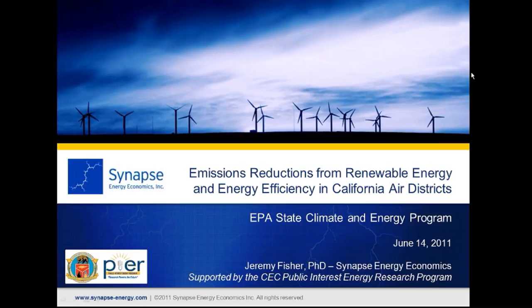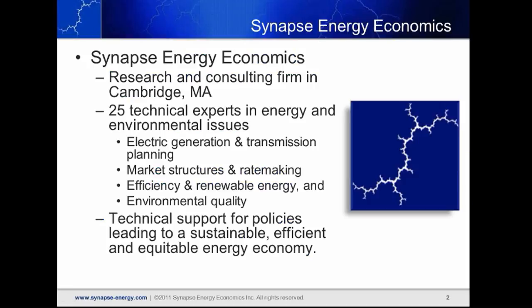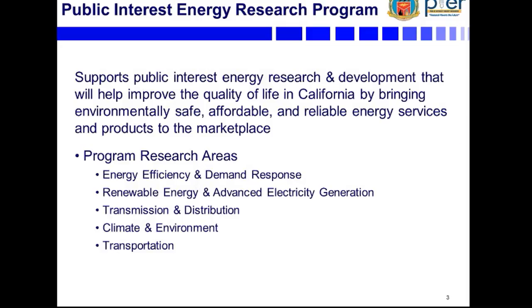I'm going to skip through the first couple of slides here quite quickly. They're just contact information for ourselves and for Marla at the PIER program, but generically speaking, Synapse is a small consultancy. We're based out of Cambridge, Massachusetts. We work for primarily public sector and public interest clients on electric generation and transmission planning, market structures and rate making, efficiency, renewable energy, and environmental quality, including what you're about to see today. The PIER program is based out of the California Energy Commission. I'm sure Marla would be happy to tell you more about it, and they have provided support for this and other worthwhile research in the state of California and in the region.